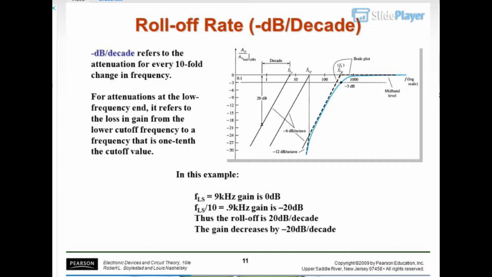In this example, FLS equals 9 kHz, gain is 0 decibels. FLS/10 equals 0.9 kHz, gain is minus 20 decibels. Thus the roll-off is 20 decibels/decade. The gain decreases by 20 decibels/decade.